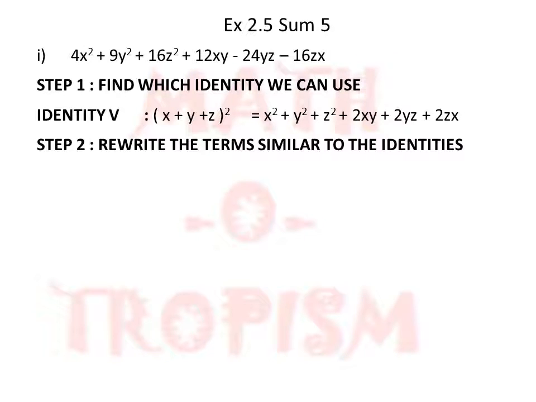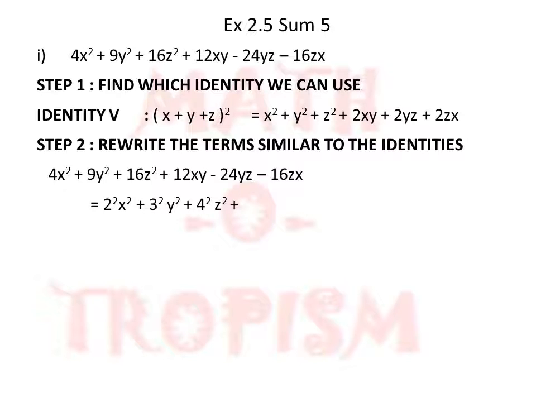I will first take the first 3 terms, that is 4x square plus 9y square plus 16z square, and convert them into the form of x square plus y square plus z square. So 4x square is nothing but 2 square x square, 9y square is 3 square y square, and 16z square is 4 square z square. Now instead of writing plus 12xy minus 24yz minus 16zx, I am going to write it just like how we are writing in the formula.